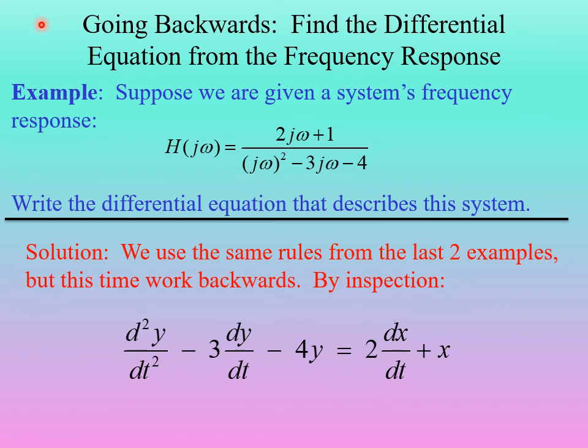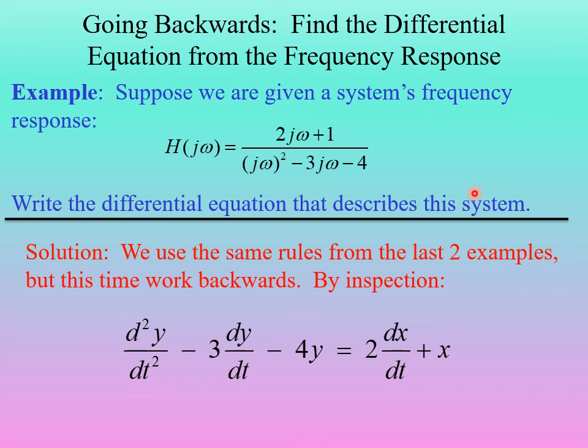For the last couple of examples in this chapter, I'm going to show you how we can also work backwards. We can start with a frequency response that's given to us, and we can write a differential equation that describes the system. So suppose instead of being given a differential equation, we're told that a system has the following frequency response. H of j omega is equal to 2 j omega plus 1 over j omega squared minus 3 j omega minus 4, and we're asked to write the differential equation that describes this system.